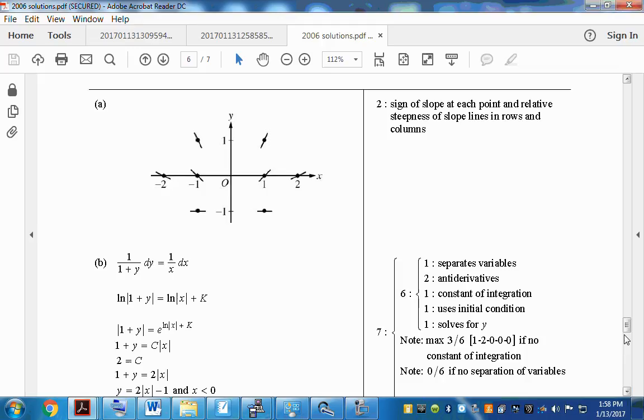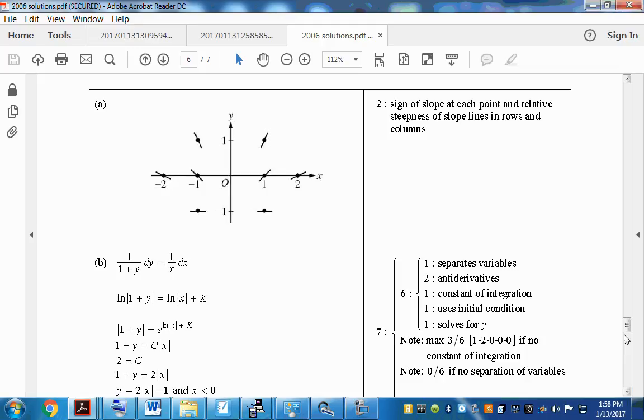It says the sign of the slope at each point has to be correct. These have got to have positive slopes. These have got to have negative slopes. And relative steepness of slope lines in rows and columns. In other words, these have got to be steeper than these, right? And these have got to be shallower than these. And these are the easy ones, because if y was -1, slopes had to be 0. So a couple of points for just drawing the little line segments.